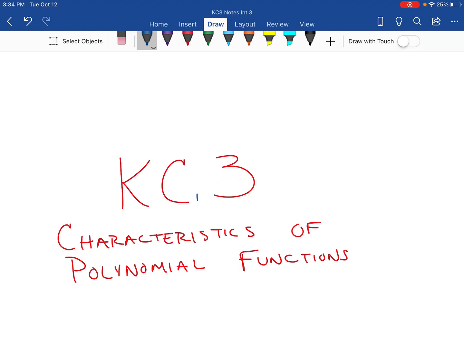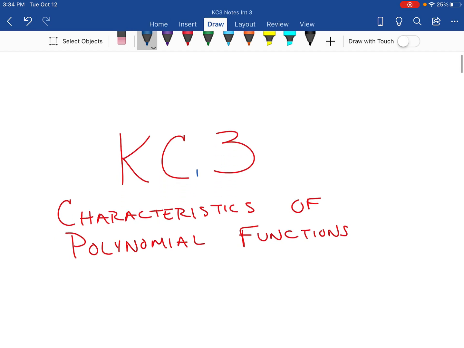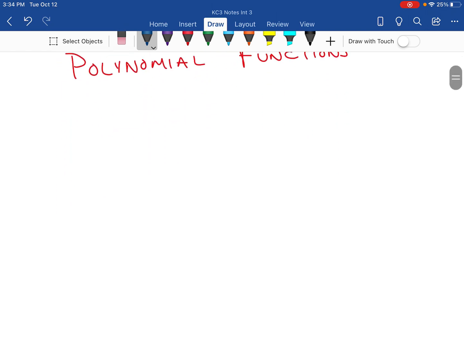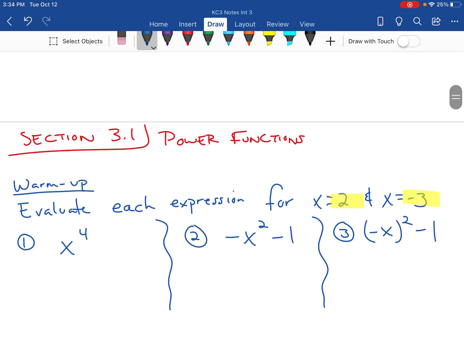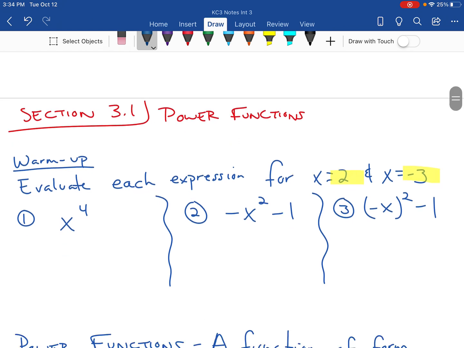Hi everyone, this is the start of KC3 characteristics of polynomial functions for Integrated 3 Math. Okay, so the first section, section 3.1, is covering power functions. And I'm going to go over exactly what a power function is.